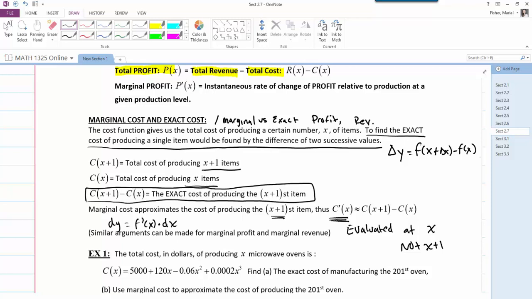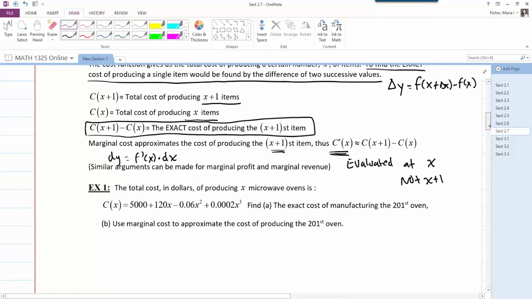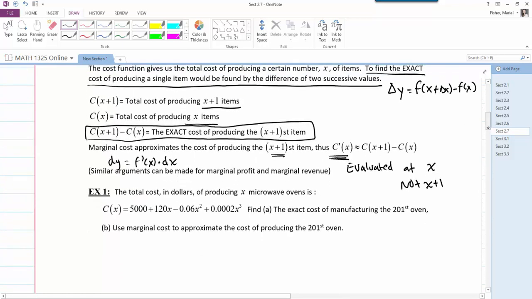So let's look at example 1. Example 1 says that the total cost in dollars of producing x microwave ovens is C of x equals 5,000 plus 120x minus 0.06x squared plus 0.0002x cubed. A, find the exact cost of manufacturing the 201st oven. And B, find the marginal cost to approximate the cost of producing the 201st oven.